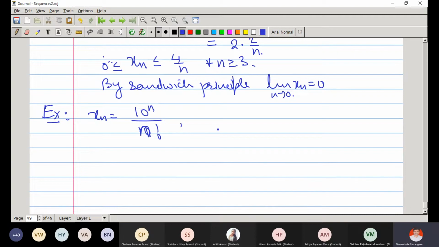And you work out the same, so prove that the limit of xn is 0. What will be the difference now between the previous example and this example? What would be the difference?